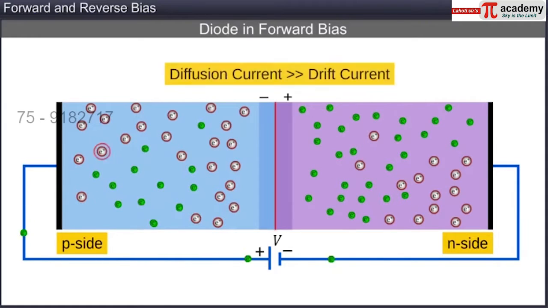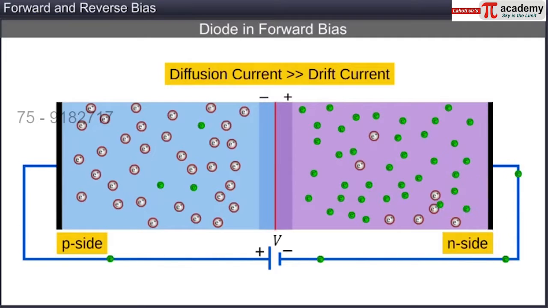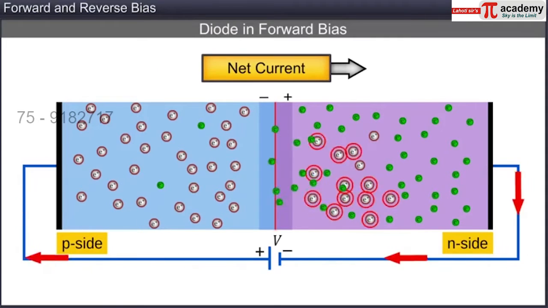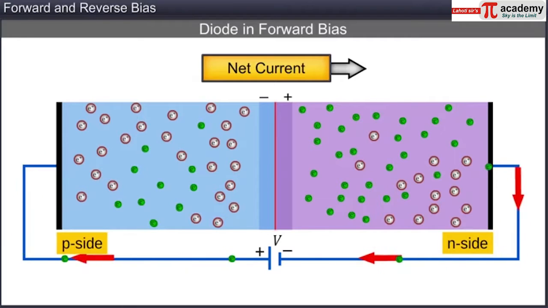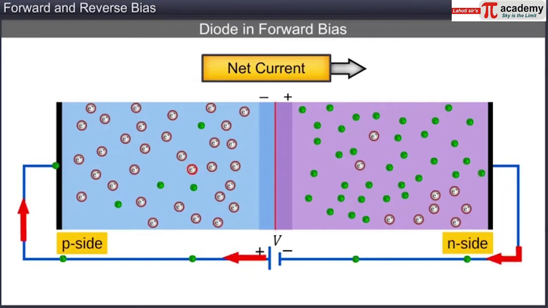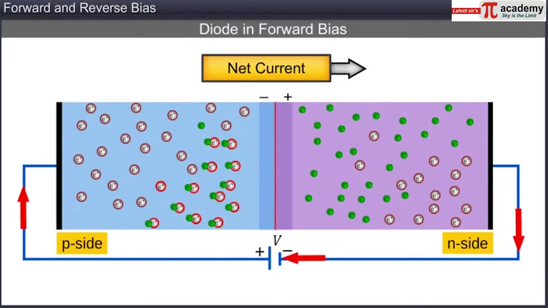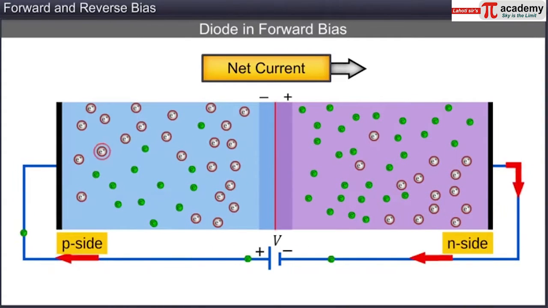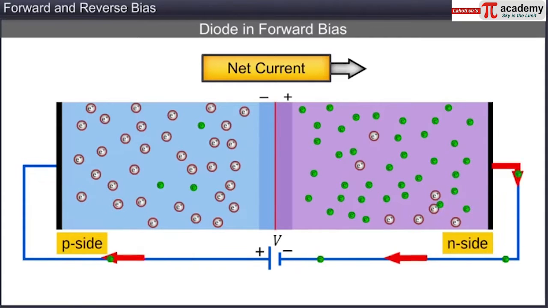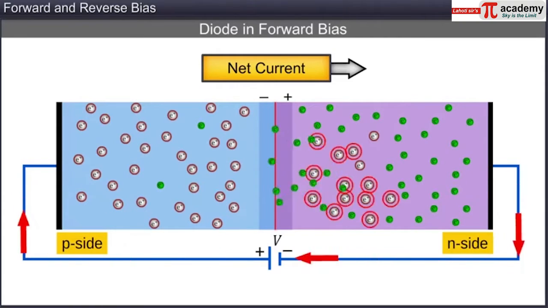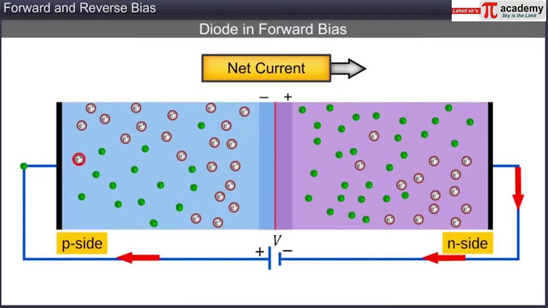Thus, the diffusion current exceeds the drift current, and a net current flows from the P side to the N side in a forward biased diode. The net diode forward current is equal to the sum of the hole diffusion current and the conventional current due to electron diffusion. This current is in the milliampere range.